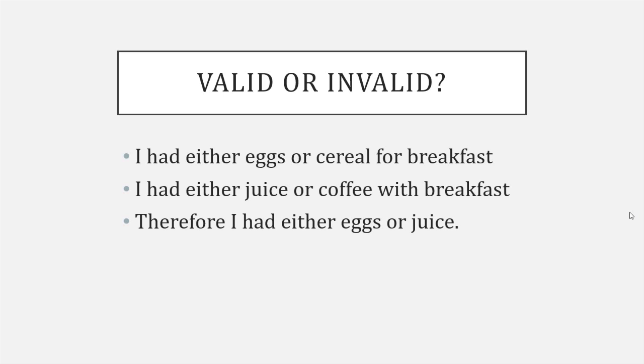Suppose that you had eggs and juice for breakfast. Doesn't matter. The argument is still invalid because you can imagine a scenario where the premises are true and the conclusion is false. Yeah? So it's about the possibility space. An argument is only valid if it restricts the possibility space in a certain way. And here we've got a possibility that is true premises, false conclusion, therefore the argument is invalid.